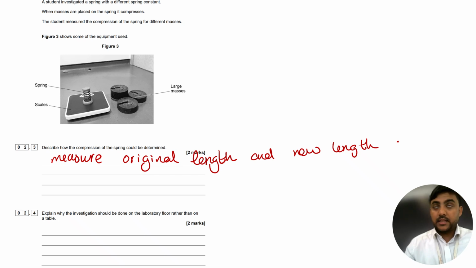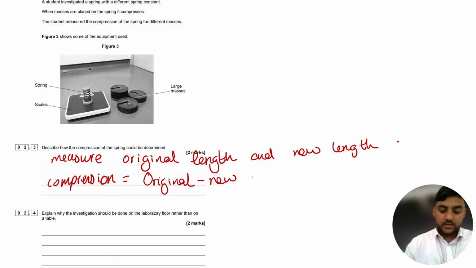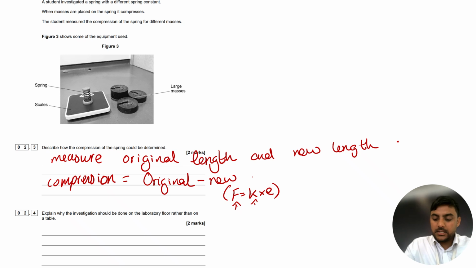New length meaning the length after the mass is added on. So compression equals original take away new. That's it. The other way you could do it is remember the equation F equals K times E. So if you know the spring constant and you know the force of the masses, you'll be able to work out the extension.